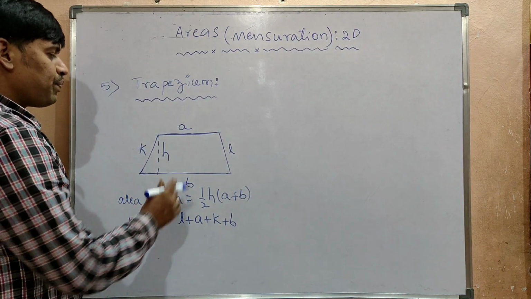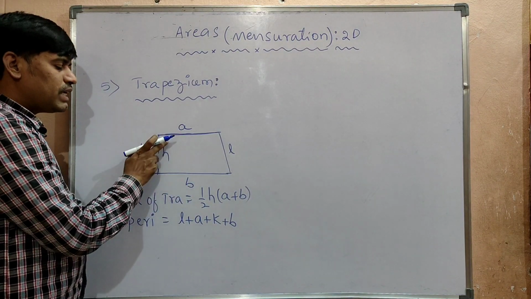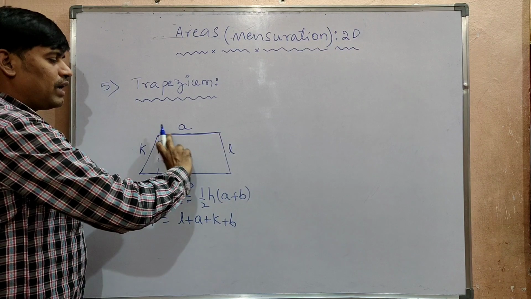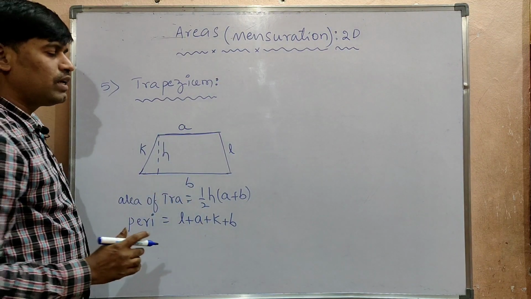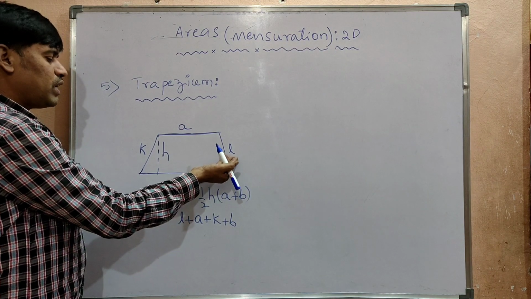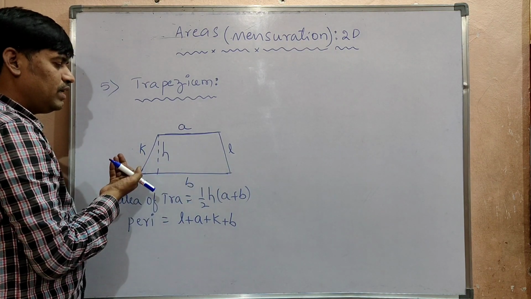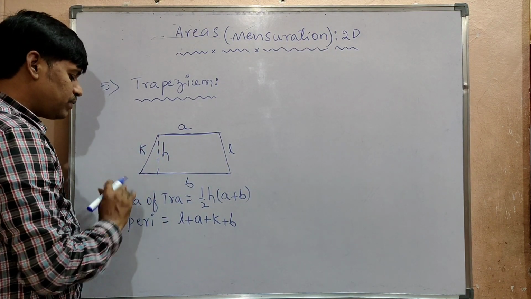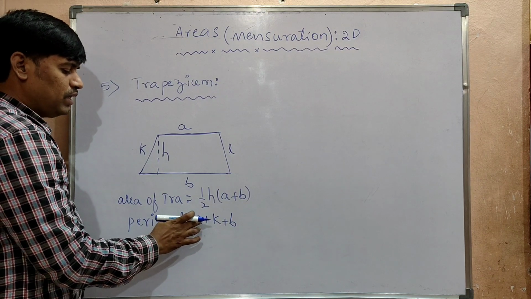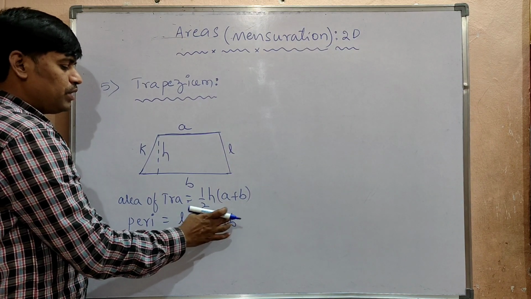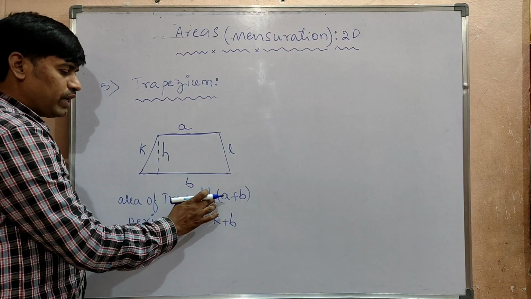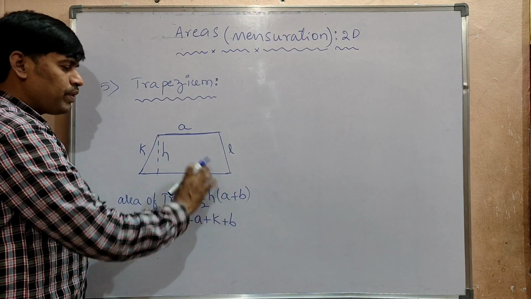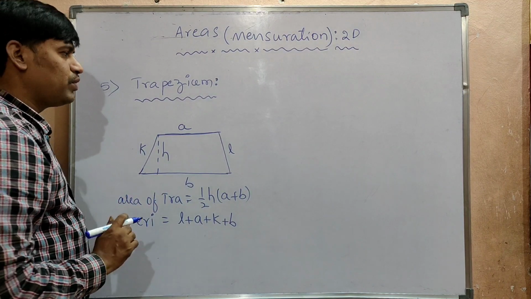Now here is the trapezium. Its height is h, and the parallel sides are a and b. Another two sides are given, that is l and k. Then its perimeter is equal to l plus a plus k plus b only. Its area is equal to 1 by 2 into h into the sum of the parallel sides.